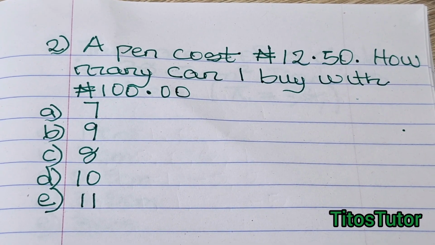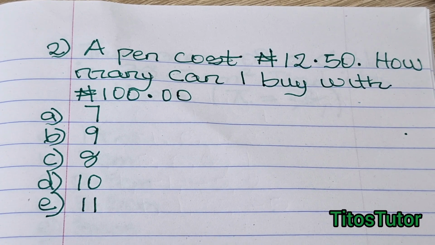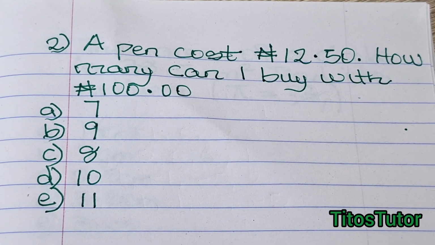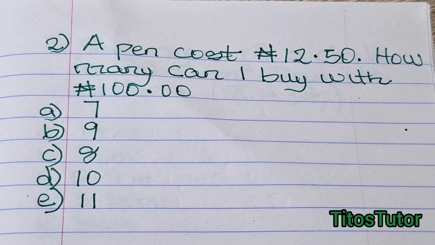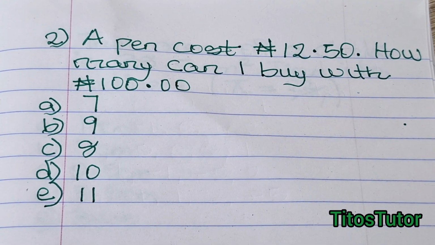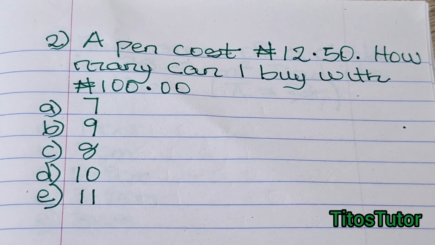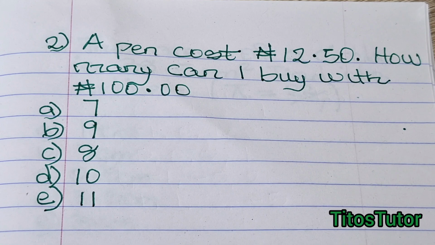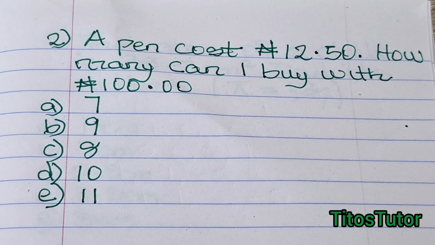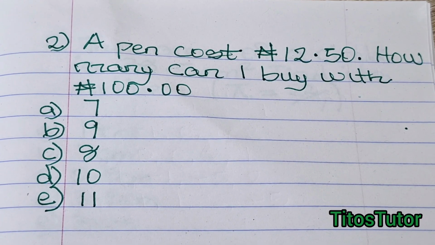Here's our second question. It says, a pen costs 12 naira 50 kobo. How many can I buy with 100 naira? So if 1 is 12 naira 50 kobo, I need to keep removing 12 naira 50 kobo from 100 naira. I'll remove the first 1 pen, remove another 12 naira 50 kobo, 2 pen. Repeated subtraction is division. So this is how I know I am supposed to divide.